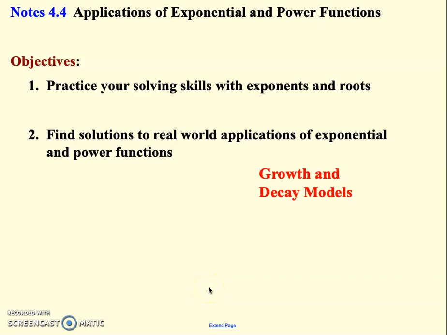These are the 4.4 notes on applications of exponential and power functions. The first part of the notes, we're just going to recap the ideas of solving. So it brings together the last several days of how we're doing solving with exponents and roots and rational exponents. So just recover those ideas and make sure we're feeling good about that. And the second part will be our applications.